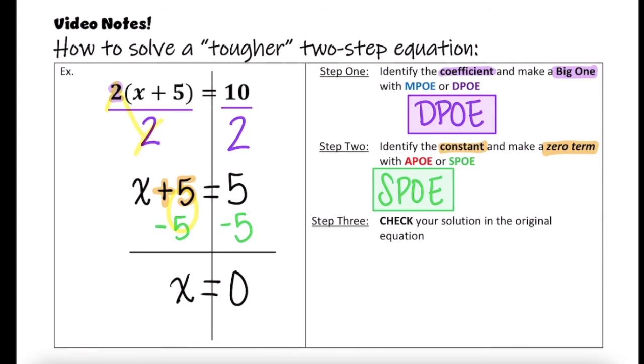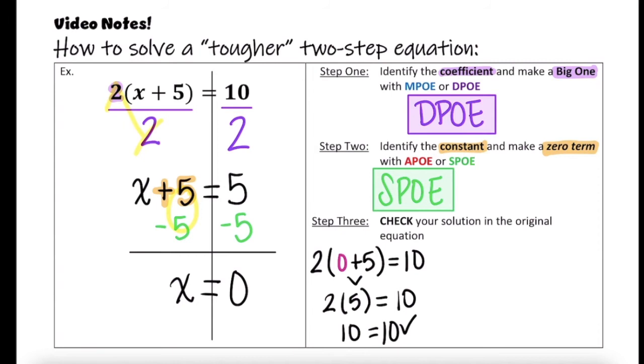Now we have to check. So to check the solution, I'm just writing the original equation. I'm just replacing x with 0. And we're going to see if this is true. 0 plus 5 is 5. And does 2 times 5 equal 10? Yes, it does, which means the solution is x equals 0.